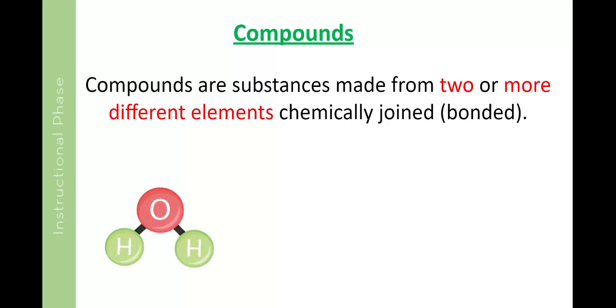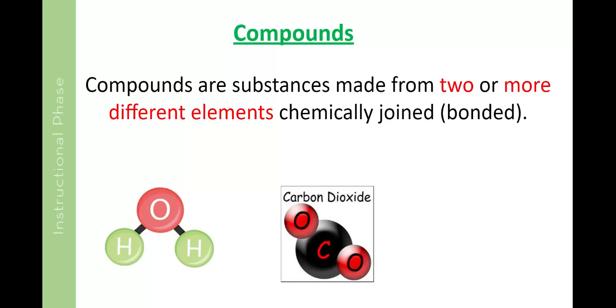So you can see in the diagram here of a molecule of water, you've got one oxygen, and the lines between the atoms show a chemical bond with the hydrogen atoms. CO2, carbon dioxide, made of two different elements, carbon and oxygen, joined together. Do you know this one? CH4, methane, well done. And we can see it's a compound because it's made up of more than one type of element chemically bonded.